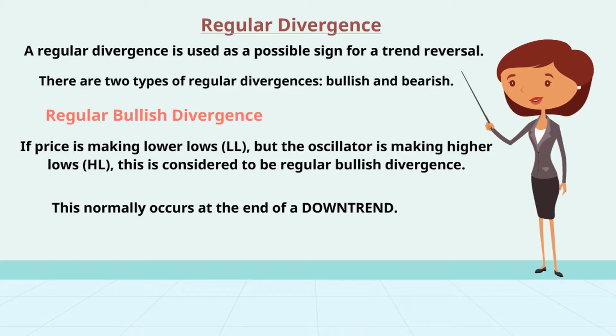Let's start second lesson. Regular divergence. A regular divergence is used as a possible sign for a trend reversal. There are 2 types of regular divergences, bullish and bearish. Regular bullish divergence. If price is making lower lows, but the oscillator is making higher lows, this is considered to be regular bullish divergence. This normally occurs at the end of a downtrend.